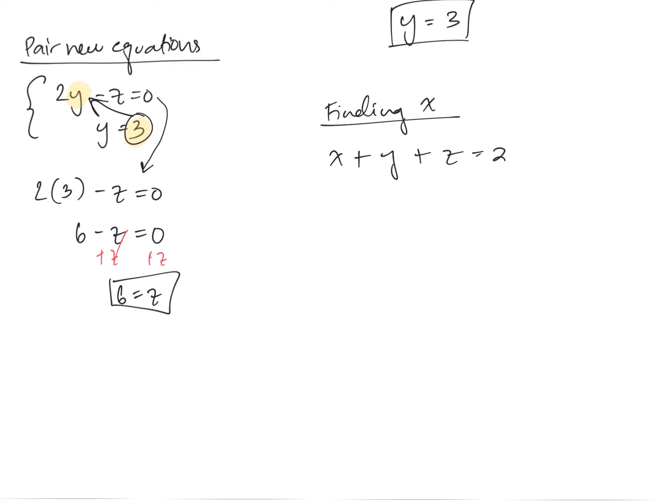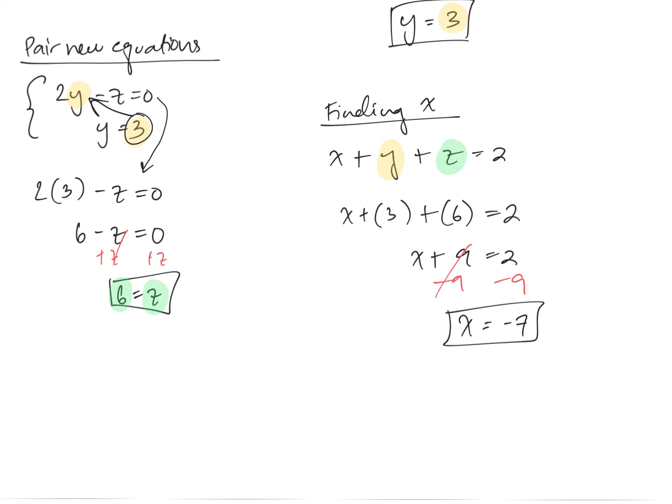So I have that 6 is equal to z, so I'll replace that with 6. And then I have that y equals 3, I'll replace that with 3. So solving for x, we have x plus 3 plus 6 equals 2. Then I get x plus 9 equals 2. Let's subtract 9 from both sides. And we get x equals, let's see, negative 7.